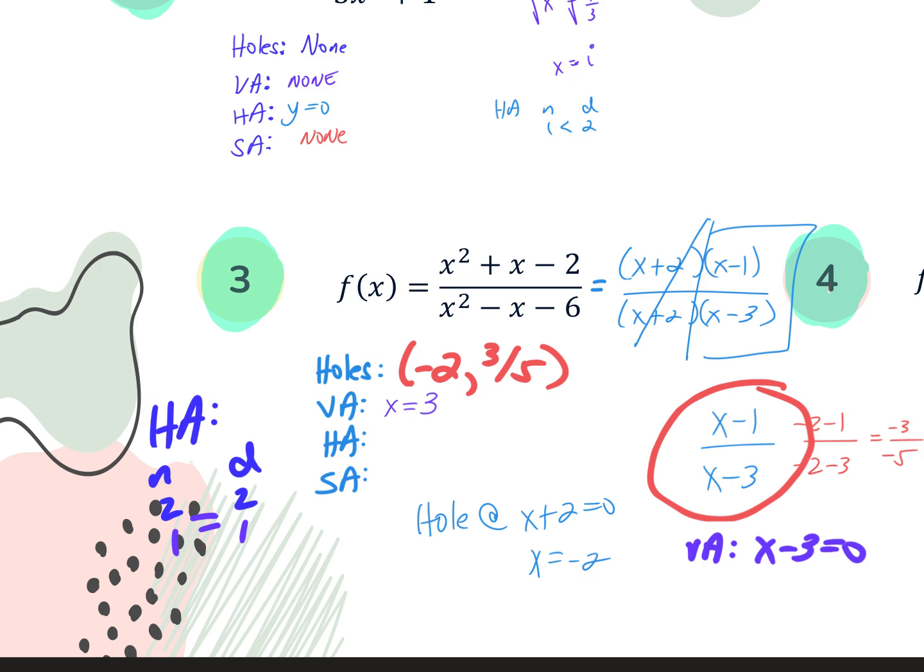So if they are the same, I know my horizontal asymptote is at y equals what? 1. Degree of the numerator over degree of the denominator. Right? The leading coefficient is 1. Leading coefficient is 1. So it's just y equals 1. If I have a slant, guys, if I have a horizontal, what do I know I don't have? So my answer here is none.